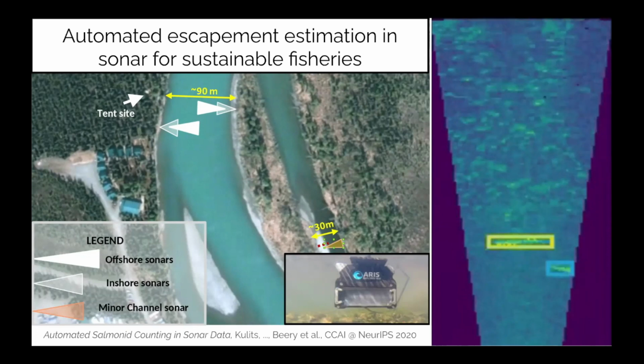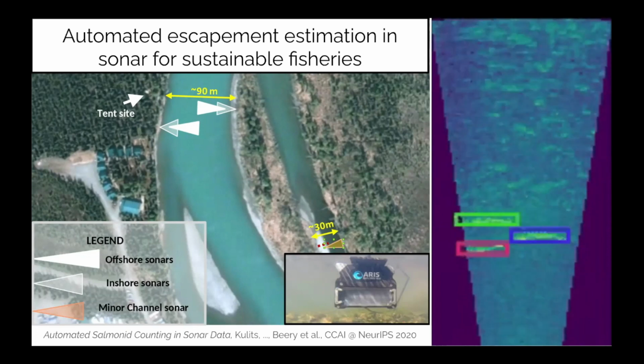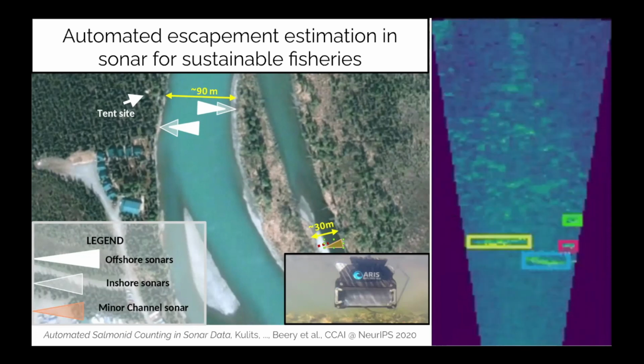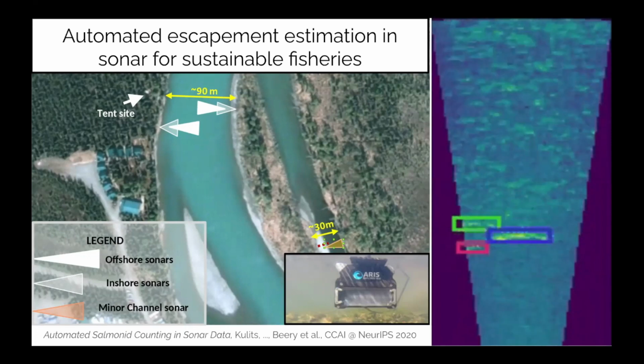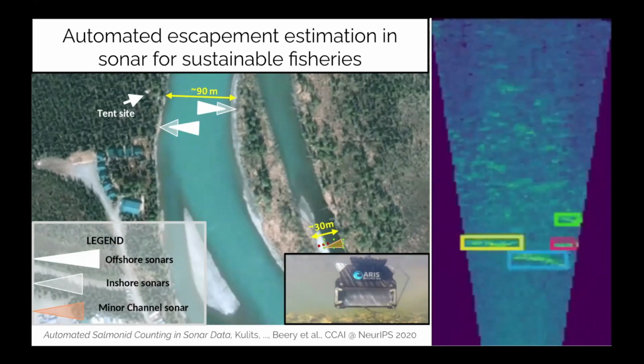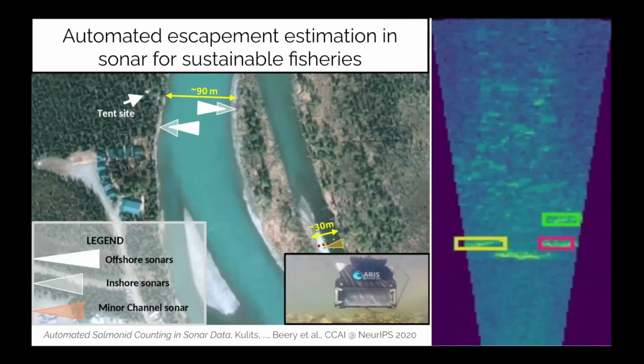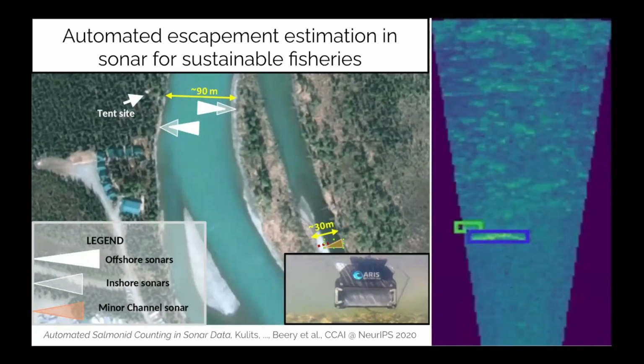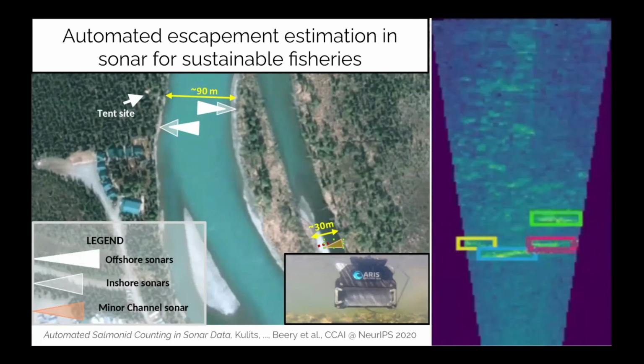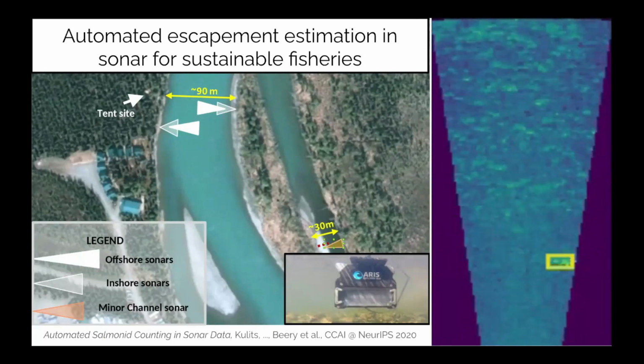And these sonar systems are used to try to count how many salmon are escaping upstream, so upstream minus downstream fish, so that you can start to estimate the size of the salmon population in 3 years after they've spawned, gone out into the ocean, and then come back. And currently, these are all processed manually.